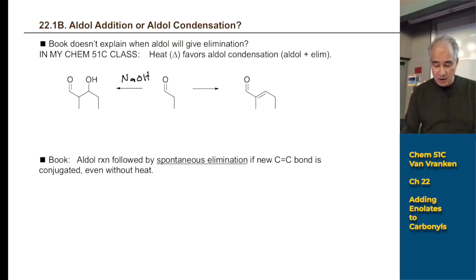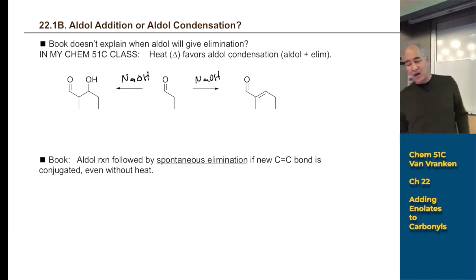But then I told you also that you can get elimination, and the book shows you these two reactions and doesn't tell you anything about how to anticipate whether it's going to eliminate. They show you sodium hydroxide, sometimes they draw the enal, and then sometimes they draw the hydroxyaldehyde. I'm the one who's telling you that in my class, if I draw heat in an aldol reaction, you should assume it's going to do the elimination.